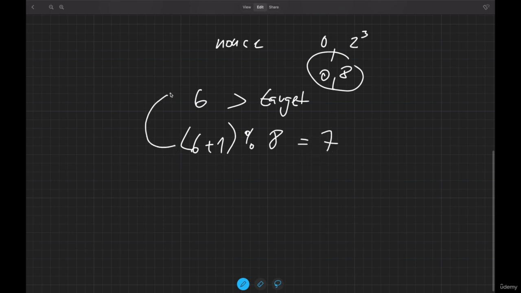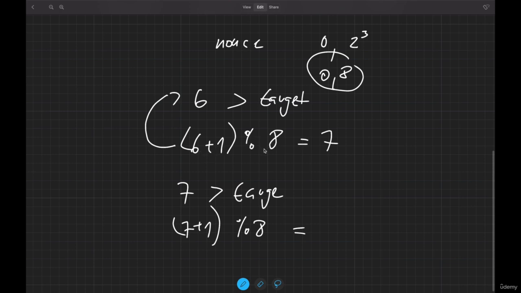I'll run it through the algorithm again. Now the nonce is 7, so we go to the next step. Now 7 is bigger than the target. Again, 7 plus 1, modulo 8. The modulo is just the remainder after division. 7 divided by 8 leaves a remainder of 7, because 8 doesn't fit into 7. But 7 plus 1 is 8, and 8 modulo 8 is 0. So your new nonce is 0.